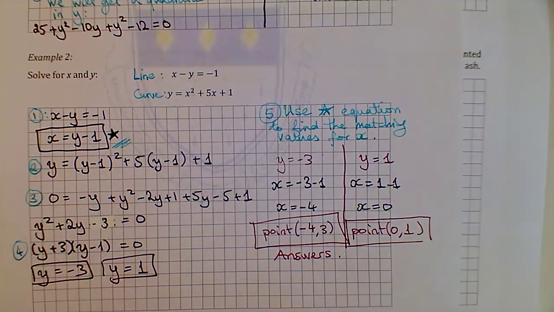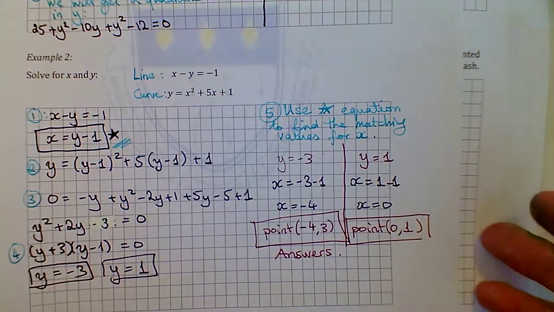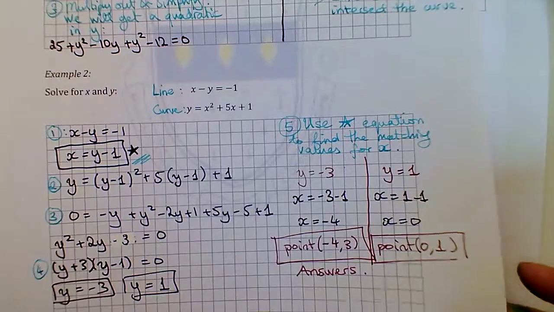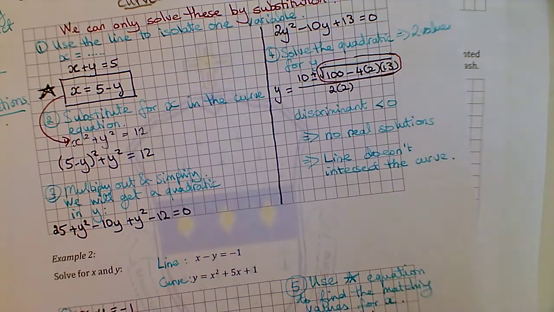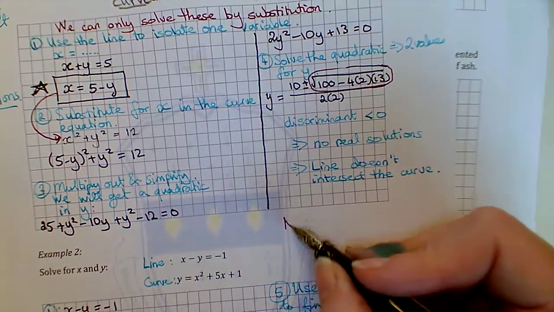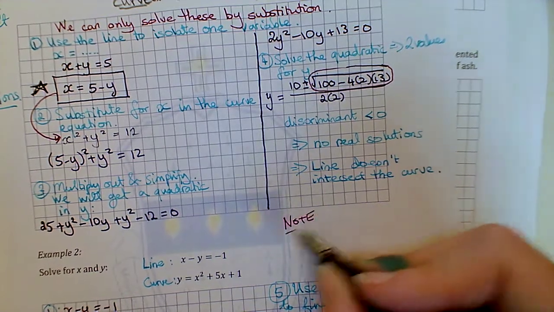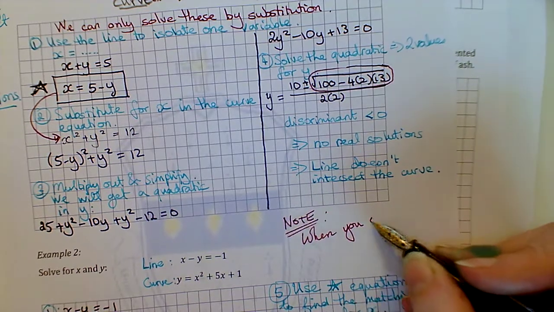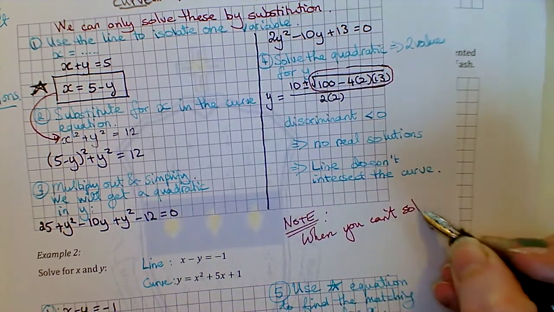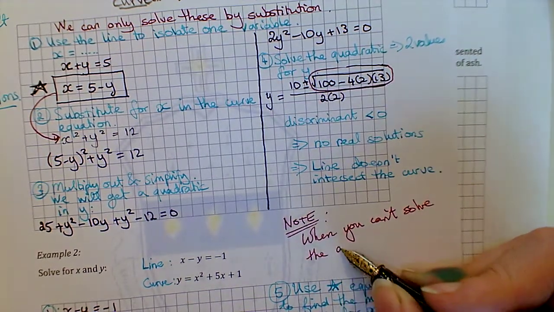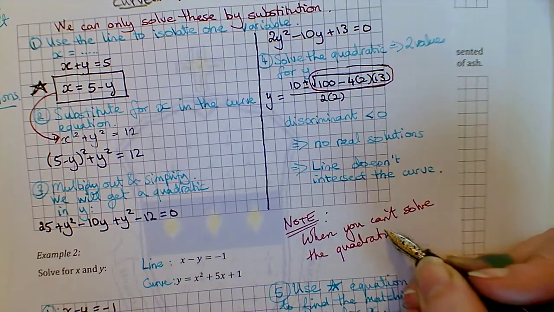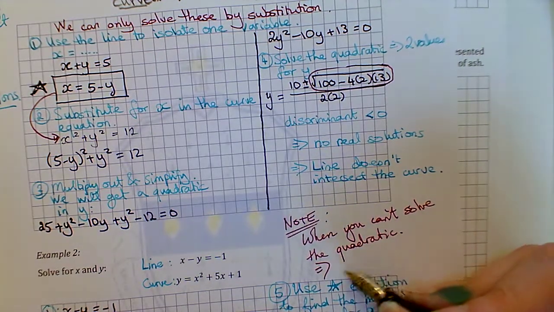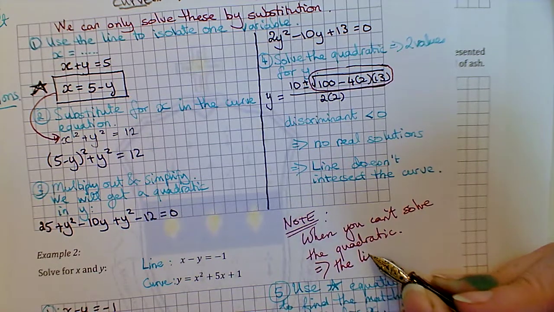Now I'm surprised that the first example was one that didn't work out. So when this happens, I'll just do a little note here. Note, when you can't solve the quadratic, that means that the line doesn't intersect the curve.